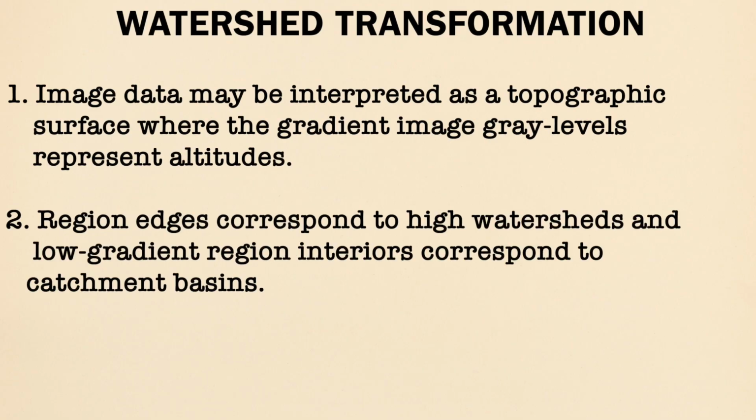Now, what is watershed transformation? Image data may be interpreted as a topographic surface where the gradient image gray level represents altitude. Region edges correspond to high watersheds and low gradient region interiors correspond to catchment basins.